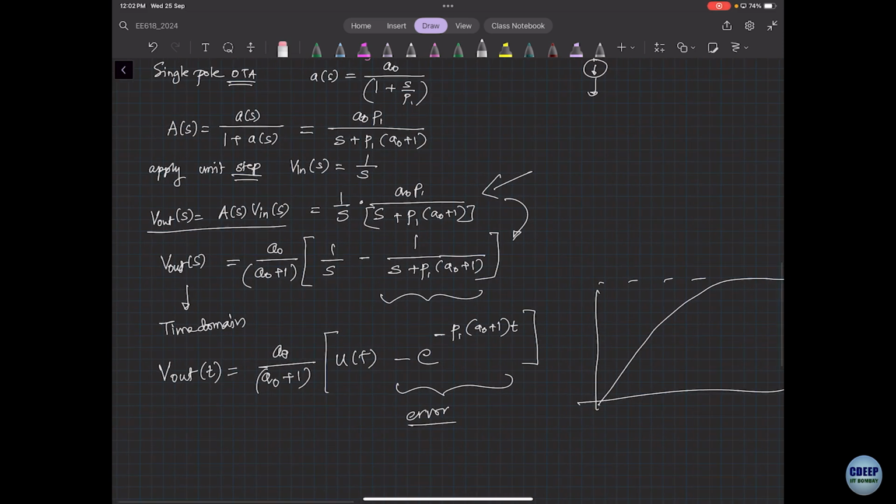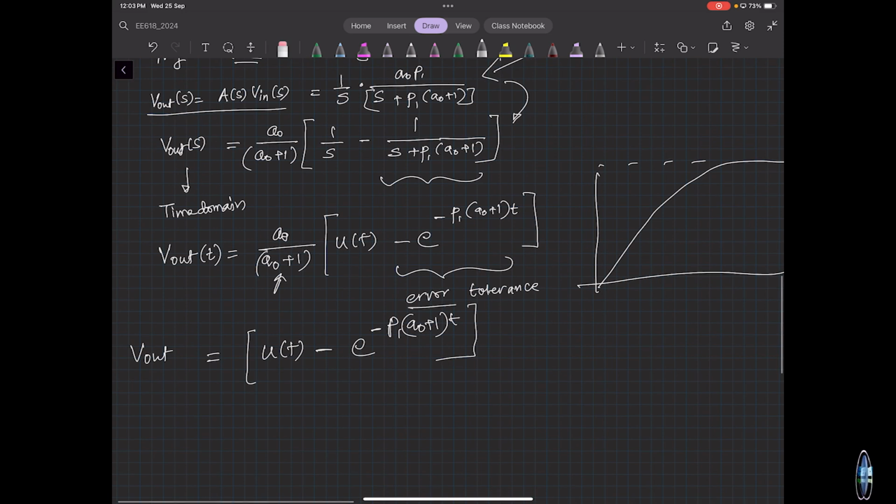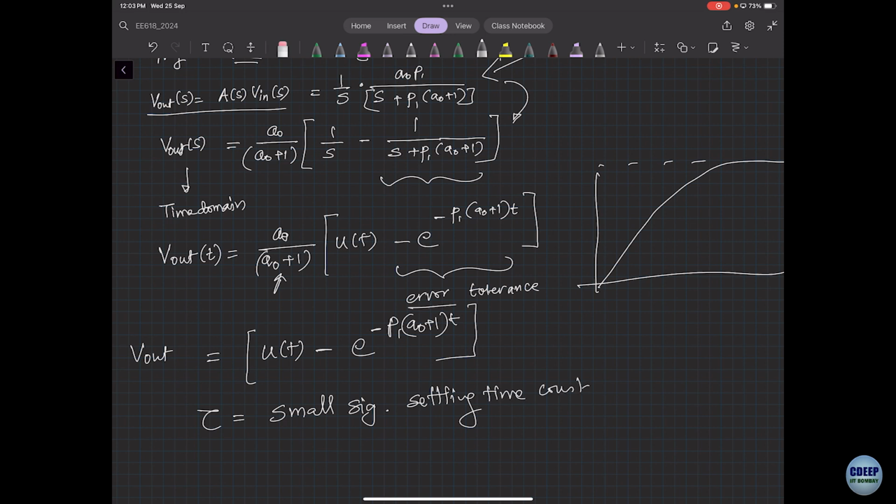So if we wait till t is equal to infinity, right? So this is called tolerance. Now you can say that our A0 is very large, typically. So we can make an approximation here. What is the approximation we can make here? A0 divided by A0 plus 1 is approximately 1. Okay, so then we can say my V out is equal to u(t) minus e to the power minus p1 (A0 plus 1) times t. So we call tau the small signal settling time constant. So that is equal to 1 over p1 (A0 plus 1).